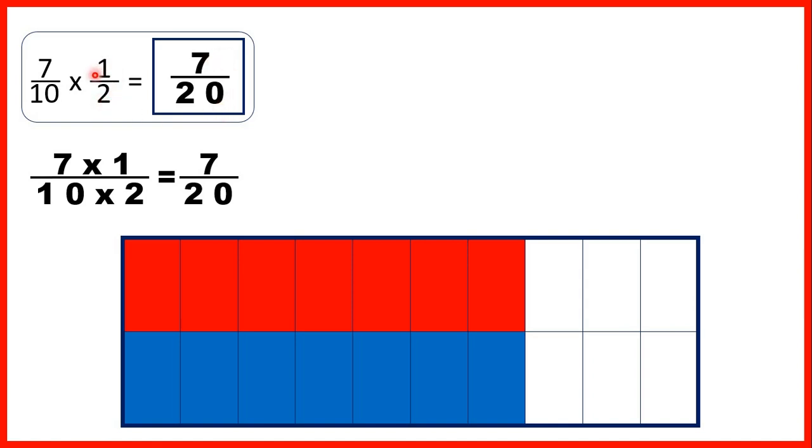So multiplying by a fraction will make a number smaller, and all you need to do is multiply the numerators, multiply the denominators, and you have your answer.